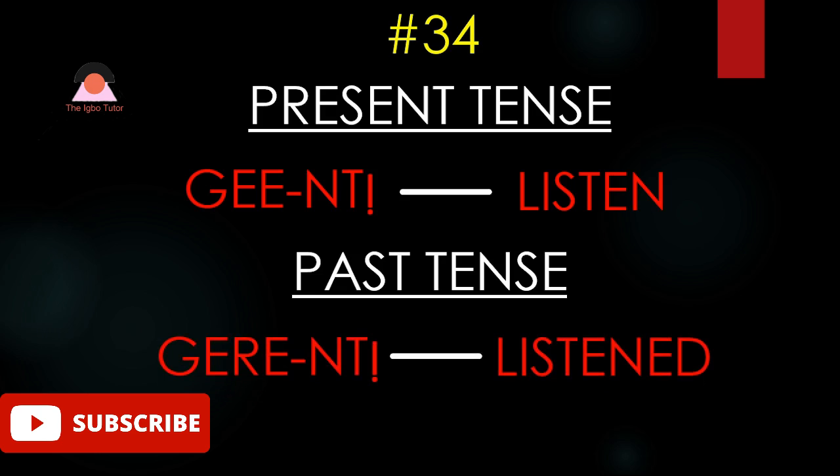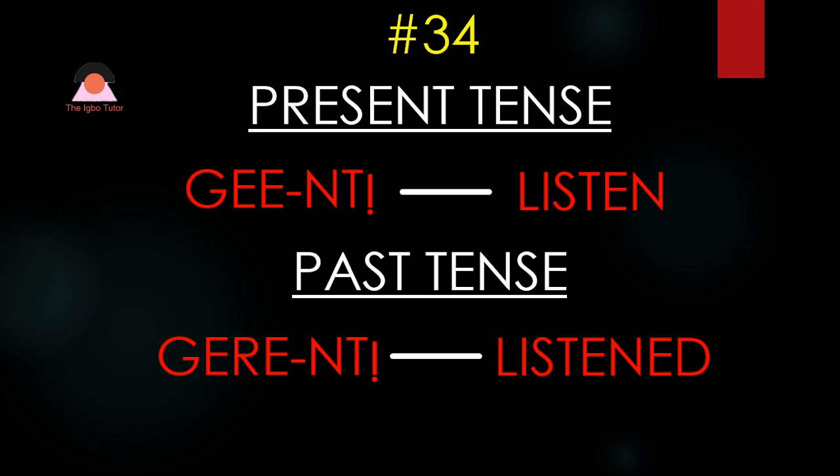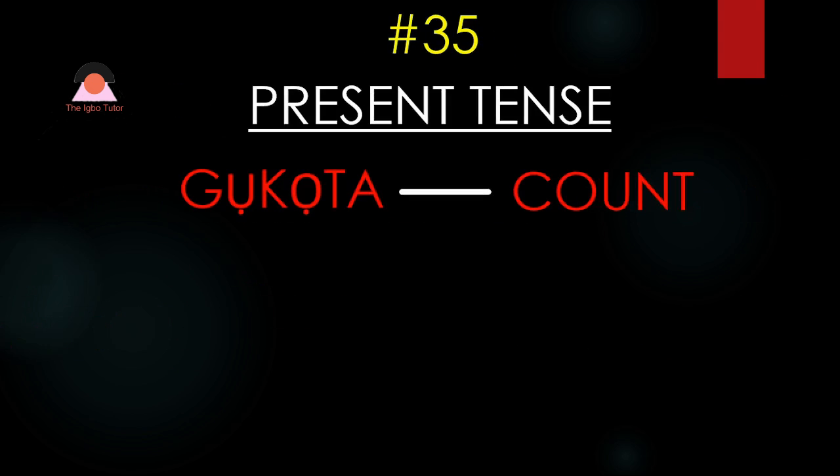Listened. When you have a compound word, the emphasis in changing from present to past is on the first word between the two words, which in this case is ge. We have ge and inte. Inte is ear. Ge is listen, pay attention. So when we are changing to past tense, the ge is the only one that will be affected. Inte remains. So we have gere inte, as we have it here. Ge inte, past tense, gere inte, listened. We have that playing out in all compound words.